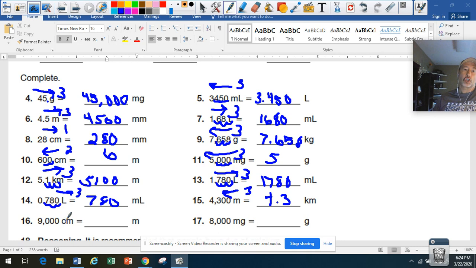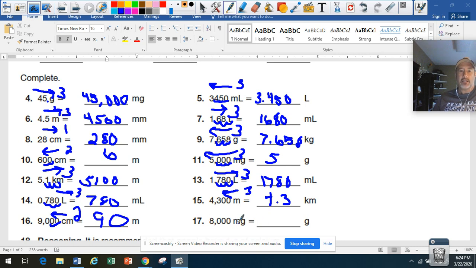Last 2, centimeters to meters. So we're going from a smaller to a larger. Smaller to a larger, we go left. And we're going to take this 2 places. Move it 1, 2, which gives us 90 meters.